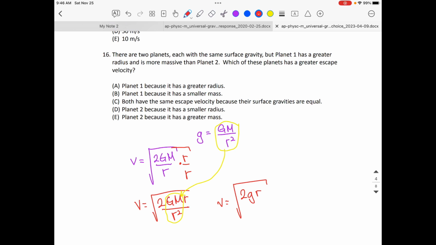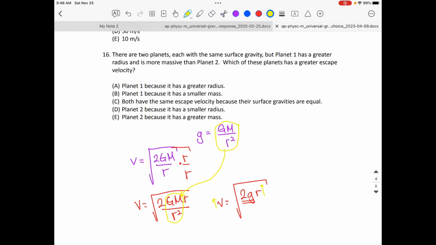And we know that obviously these are the same because the gravity they told us is the same for both planets, but the radius is different. So we want to figure out how the radius is going to affect the velocity. And in this case, even though r is under the square root, it's in the numerator, so if that increases, the velocity increases.